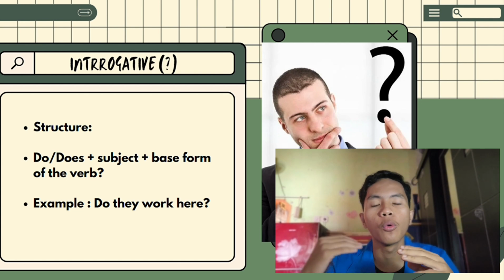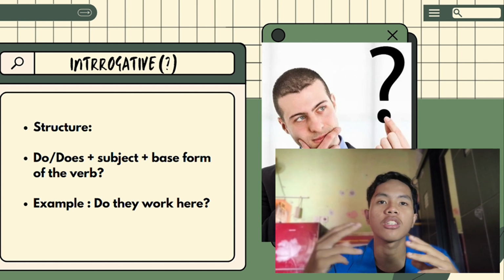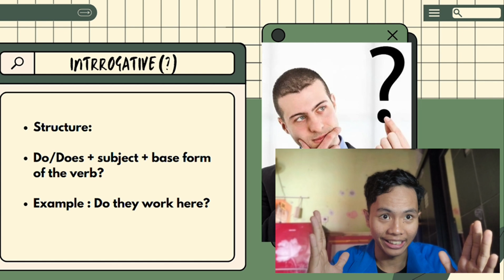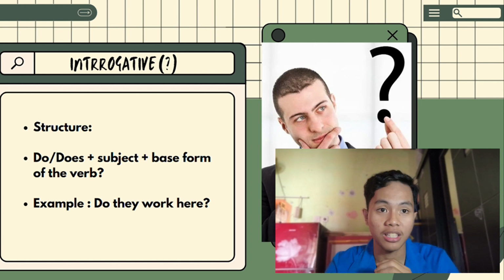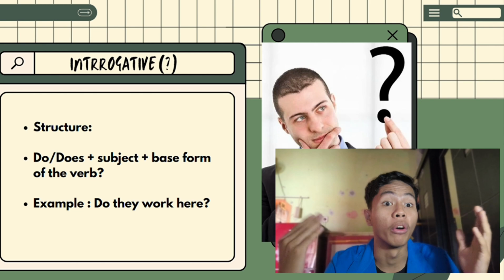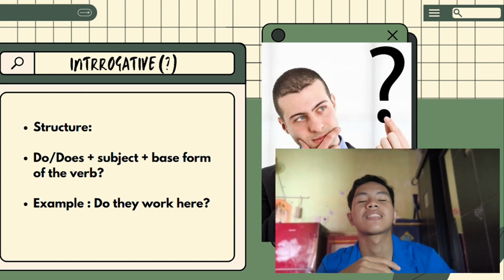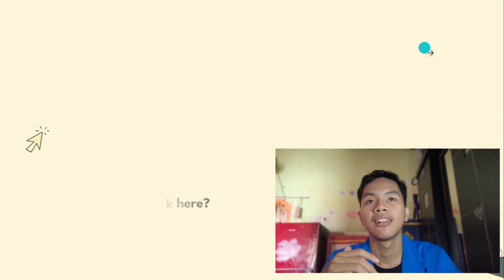Do is used because the subject is they, not third person singular. So, do they work here? Apakah mereka bekerja di sini?